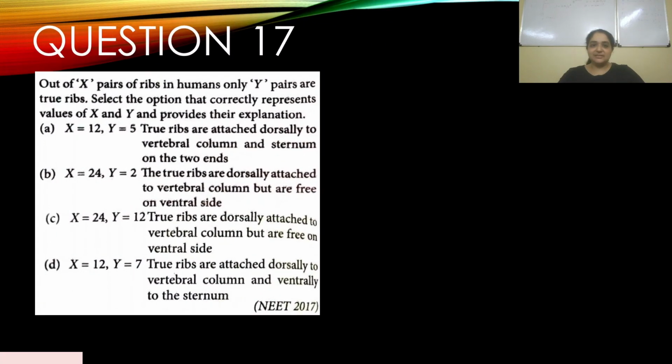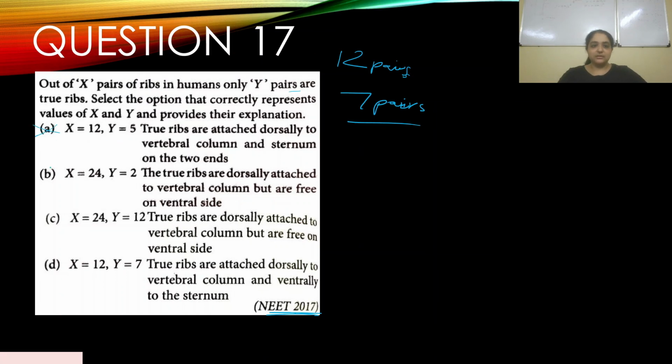Okay, question number 17. Out of X pairs of ribs in humans only, Y pairs are true ribs. Select the option that correctly represents values of X and Y and provides their explanation. This appeared in 2017. How many pairs of ribs are there? We know there are 12 pairs of ribs in humans. Y pairs are true ribs. Obviously, we know 7 pairs are true ribs.